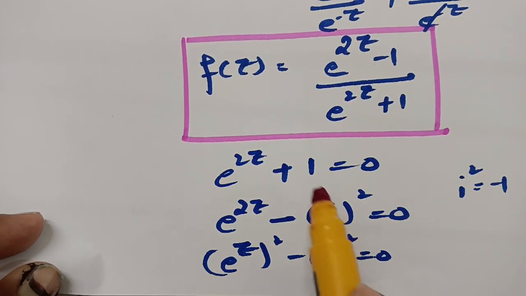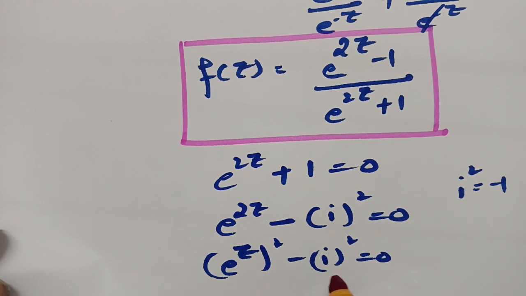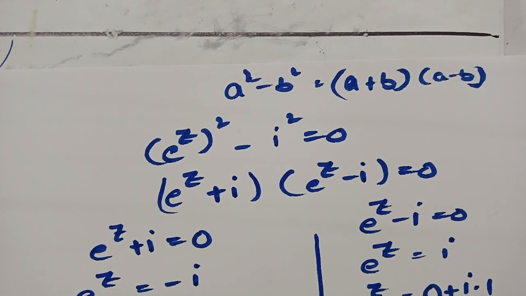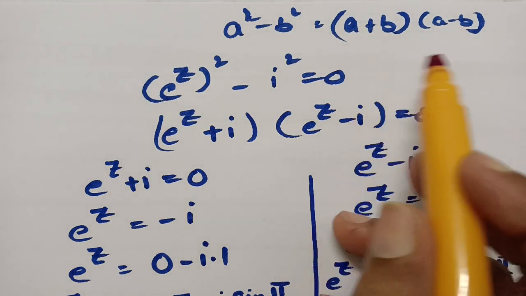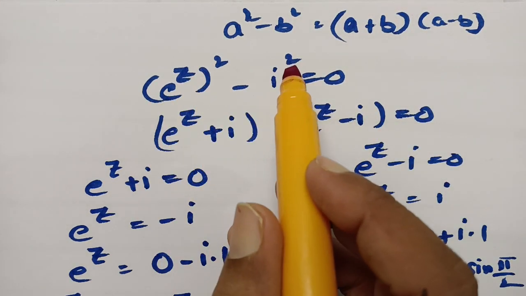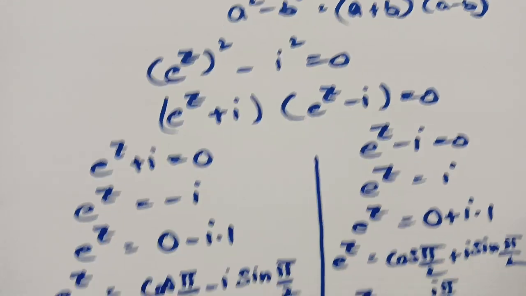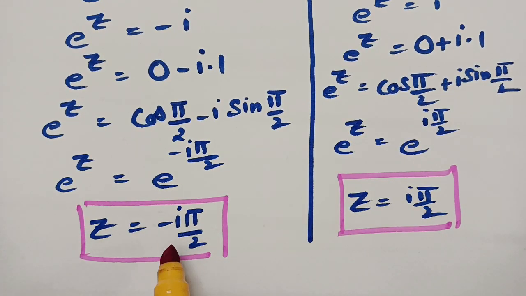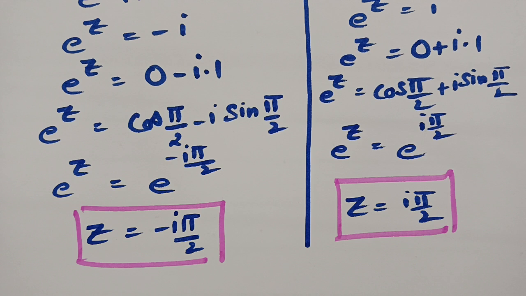So I am writing 1 as, see here, i square is equal to 0. So (e^z) square minus i square is equal to 0, where i square is equal to minus 1. This is of the form a square minus b square, which I can write as (a plus b) into (a minus b). If I equate this to 0, the pole value is z is equal to minus iπ/2. If I equate e^z minus i to 0, the z value is iπ/2. Clear?